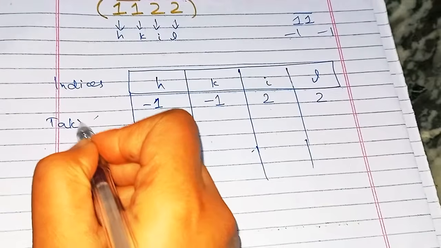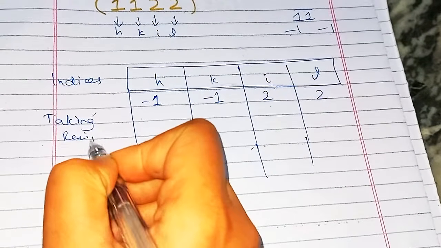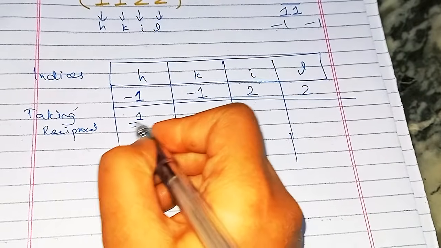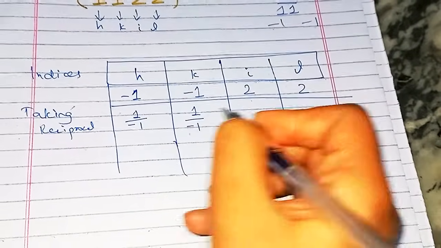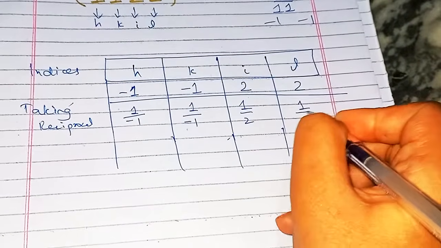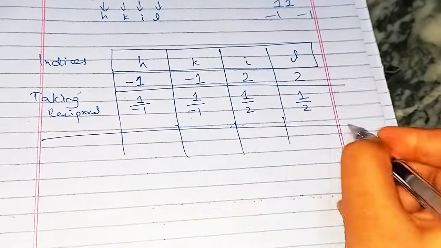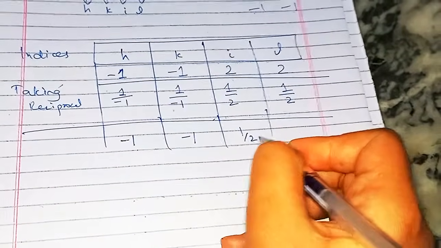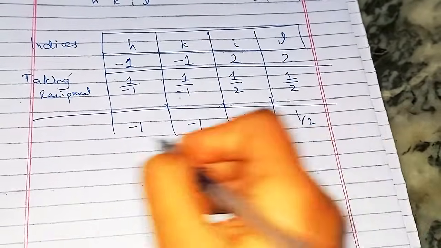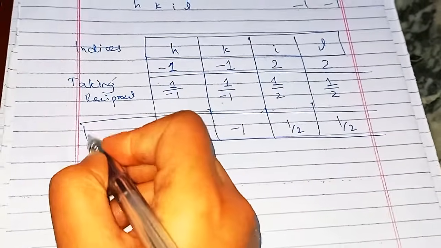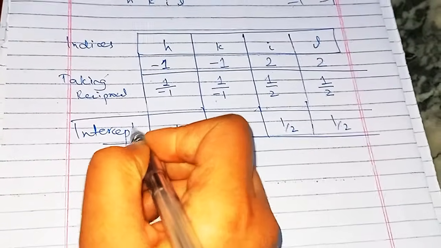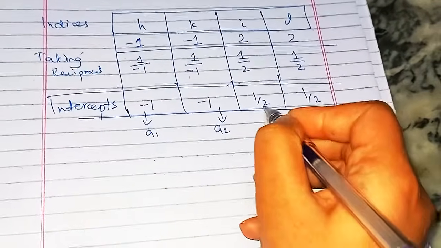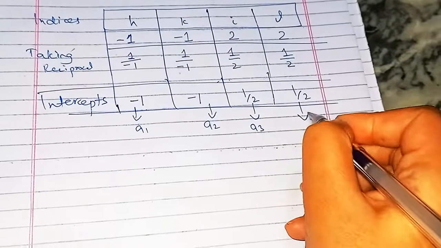Taking reciprocal. 1 divided by -1, 1 divided by -1, 1 divided by 2, 1 divided by 2. It's -1, 1 by -1 is -1, 1 by 2 is 1 by 2, 1 by 2 is 1 by 2. These are the final intercepts for the plane. This is A1 intercept, A2 intercept, A3 intercept, and Z intercept.